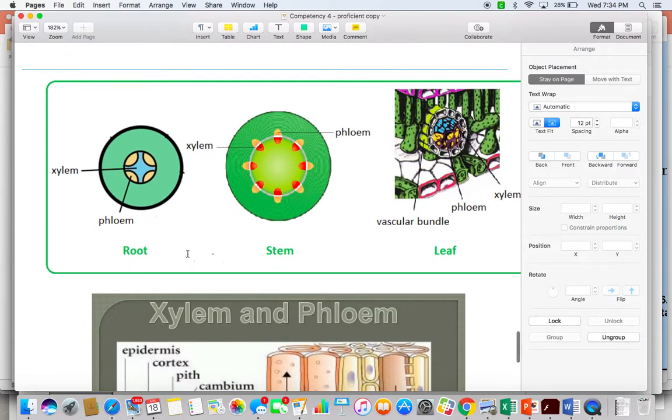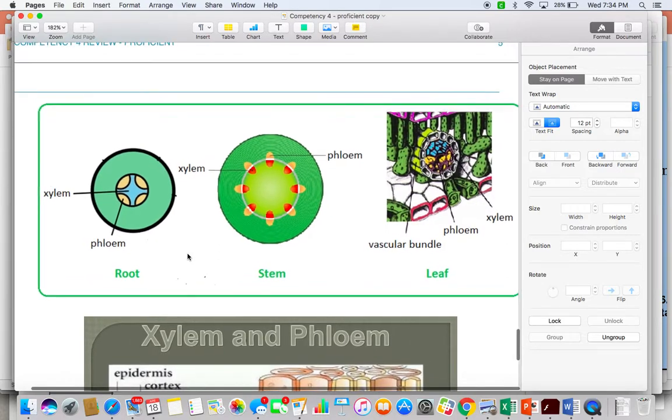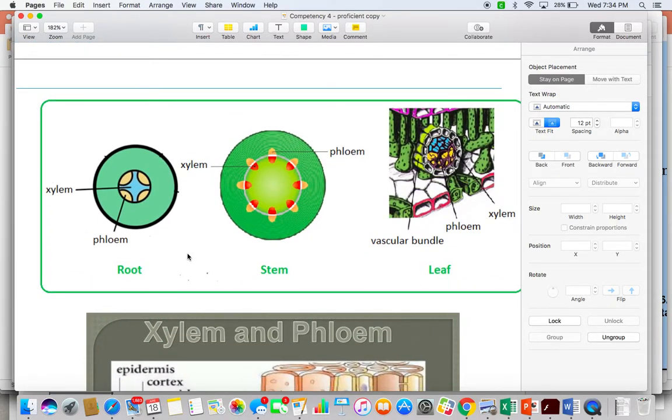Down here, I have a couple of pictures of xylem and phloem. So when you think about water, water is transported by xylem, and this is a cross section of a root. And so the xylem is in the middle, the phloem is on the outside. Phloem transports our sugars. This is a cross section of a stem, and you can see again, xylem is on the inside, phloem is on the outside.